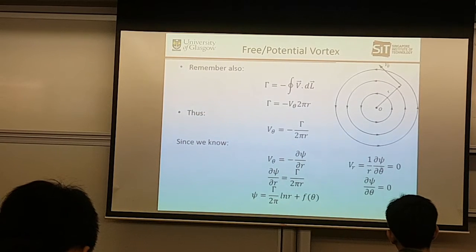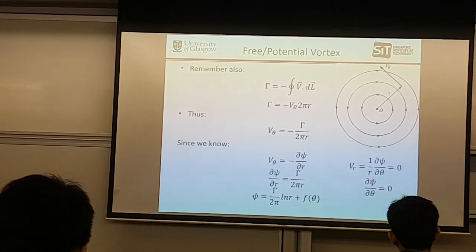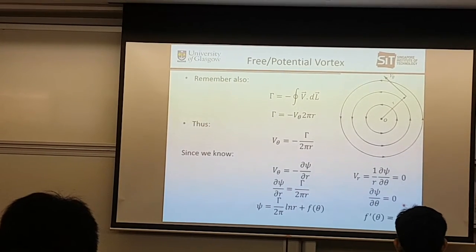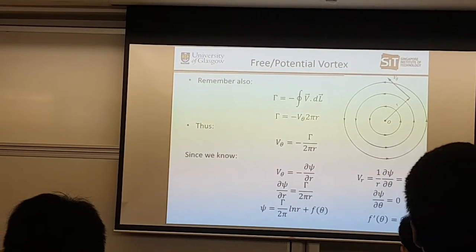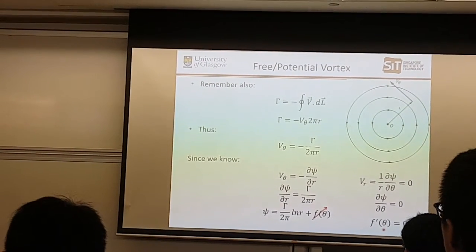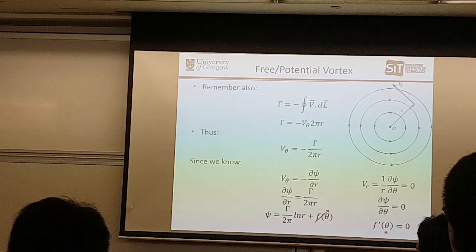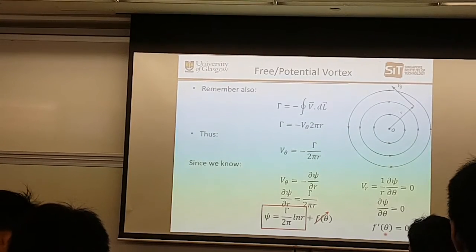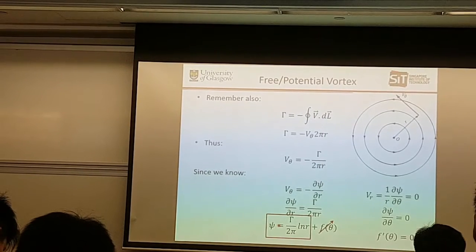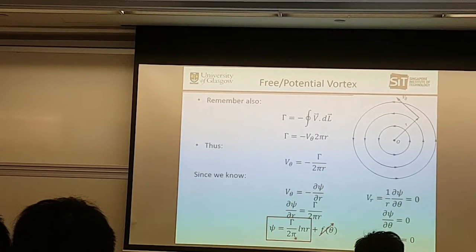Okay, now from here, we know the partial derivative of my stream function with respect to theta is equal to 0. Therefore, my f prime theta equals 0. And because f prime theta equals 0, my f theta is a constant value, which I don't have to consider. So the stream function for a potential flow or vortex flow is equal to this. Please highlight this, this is very important also.